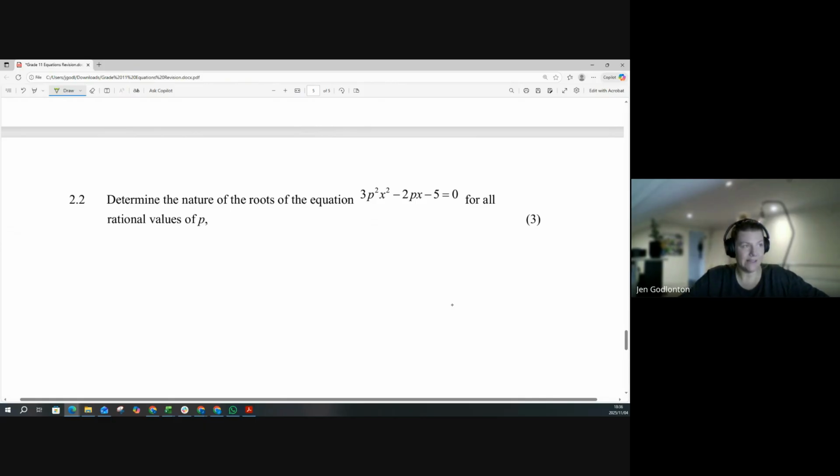So what we're looking at is 3p squared x squared minus 2px minus 5, and all of that is equal to 0. Okay. They're wanting to know what the nature of roots would be of this equation. When we're talking about nature of roots, we're saying, are they real or non-real? Are they equal? Are they rational or irrational? That's what we're asking when we're talking about roots.